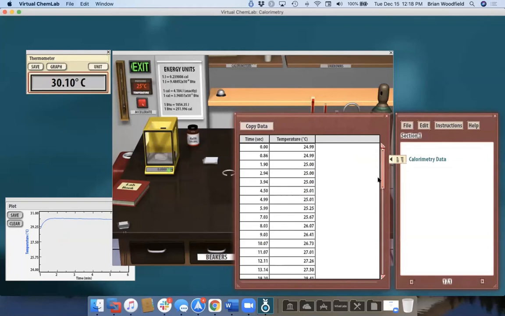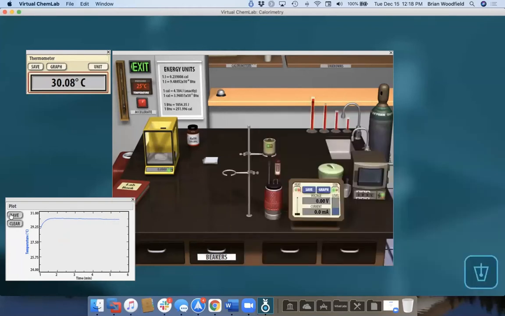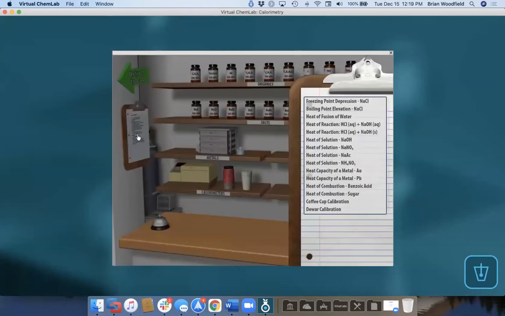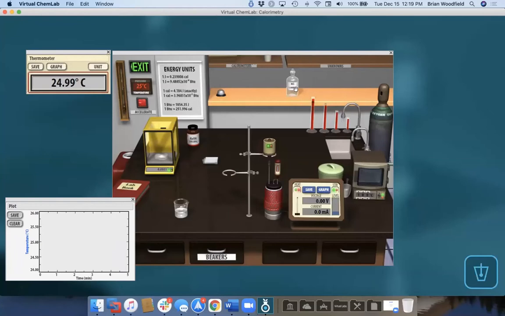See, here's all the data and it shows what this is. They can also save this graph. Click over here to reset. We'll come to the stockroom. So notice in the stockroom, it's completely open-ended. They can pick organic salts, reactions. But what we're going to do is have them pick heat of reaction for aqueous HCl and NaOH. So here's our HCl. We've already measured it out. It's 200 milliliters. They're going to go add that.